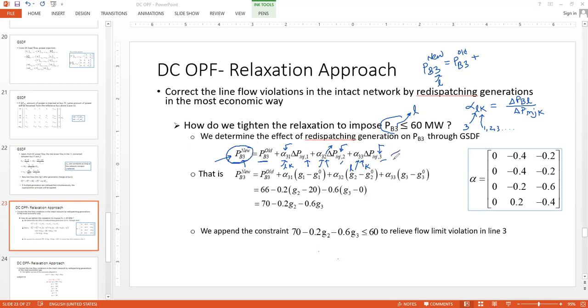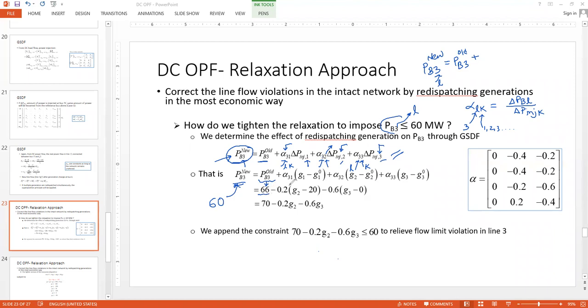So if this is understood, then PB3 new, this is what we want. We want how much power to be flowing? We want 60. PB3 old, how much is it? It is 66. This is the original result obtained after applying ELD. So this was carrying 66 and that was creating the problem. This is where everything started.